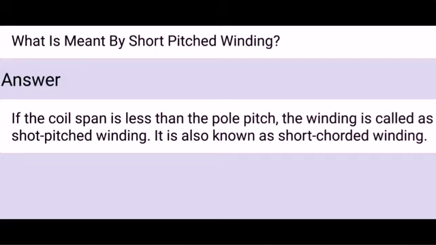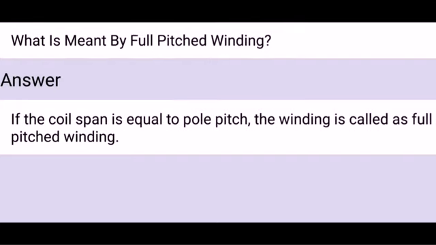What is meant by short-pitched winding? If the coil span is less than the pole pitch, the winding is called as short-pitched winding. It is also known as short-chorded winding. What is meant by full-pitched winding? If the coil span is equal to pole pitch, the winding is called as full-pitched winding.